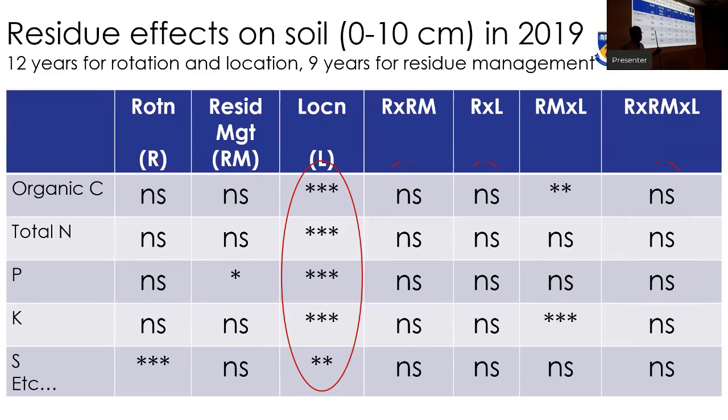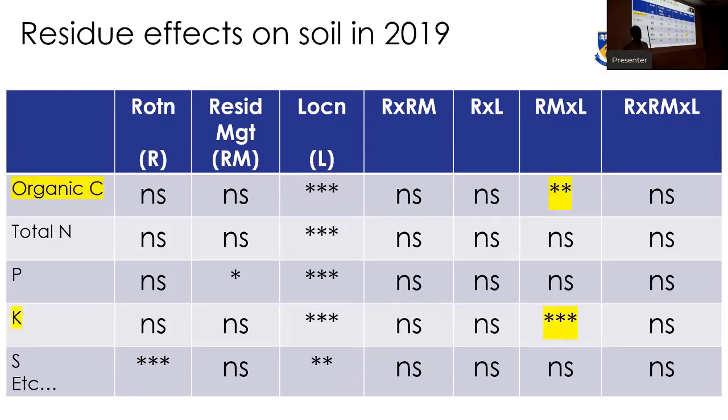Location behind the header, significant all the time for everything. Carbon, nitrogen, phosphorus, et cetera, always significant. So we're seeing quite big impacts of that residue spread on the soil chemistry. And there's a couple of interactions that are also significant. So residue management by location. I'll look at those in a bit more detail now.